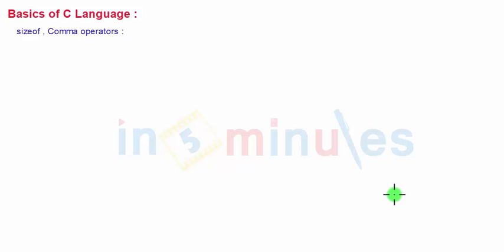Now we'll discuss two different operators, the sizeof operator and the comma operator. The sizeof operator is a keyword, sizeof, that returns the size of a variable or of a given data type in terms of bytes.